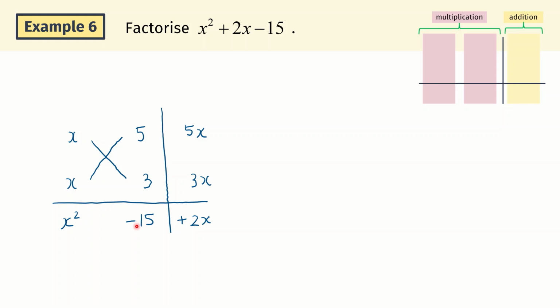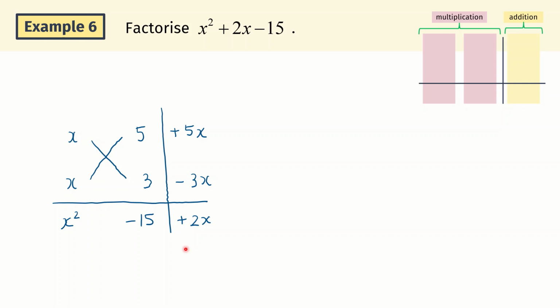So remember, there is this negative sign that I have not yet considered. Between 5x and 3x, how will I be able to get a combination such that I can get a positive 2? I hope that you are aware that a positive 5 and a minus 3 will give us a positive 2.